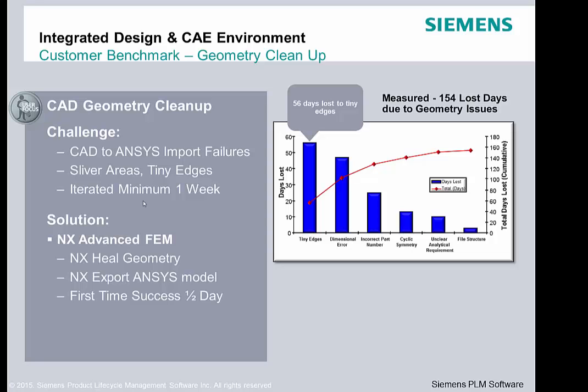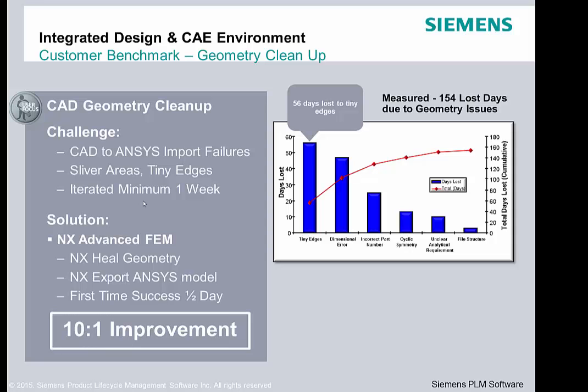In NX, using heal geometry and the other automated cleanup tools, we're able to do the same model in about half a day. So another area that we didn't focus this demonstration on a lot, but it's very important to many people, is the geometry cleanup, and that could be either dirty geometry or just many CAD details that aren't needed in an analysis. You can see here about a 10-to-1 improvement in the amount of time it takes to clean up models when you use NX CAE.